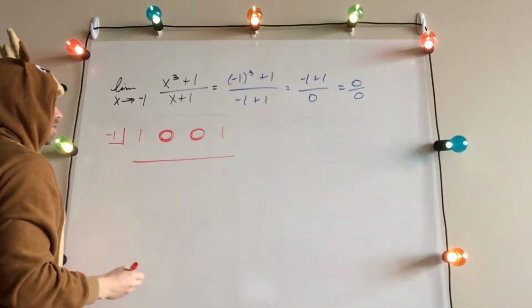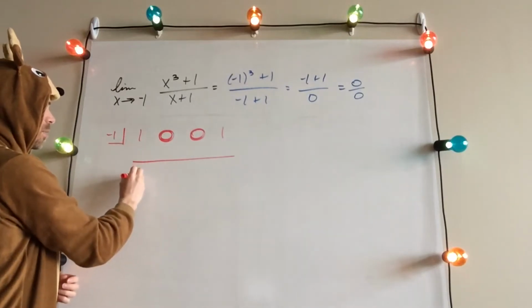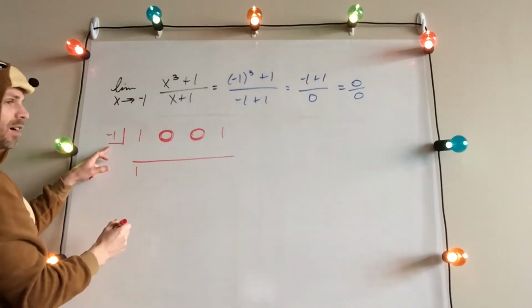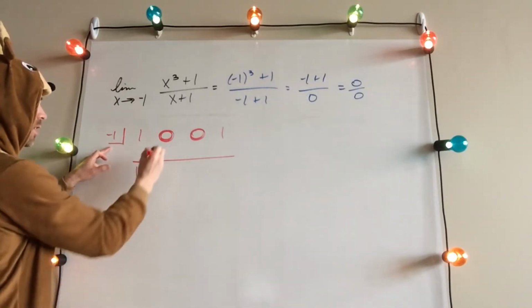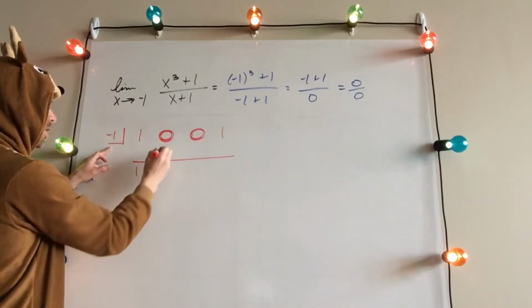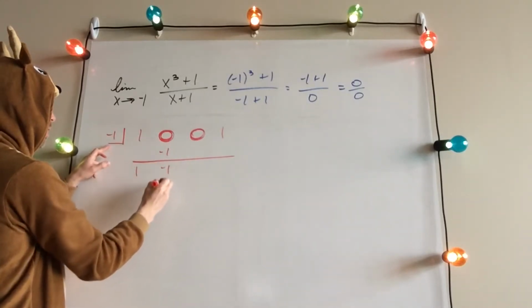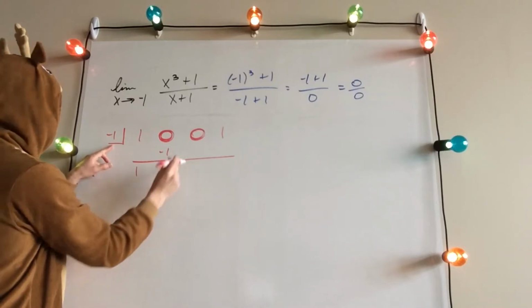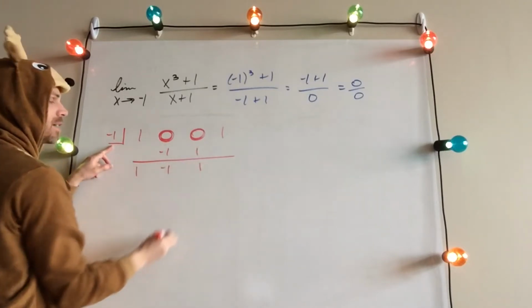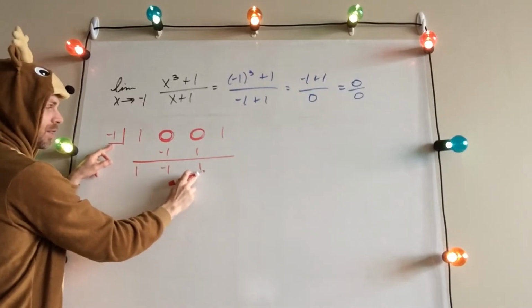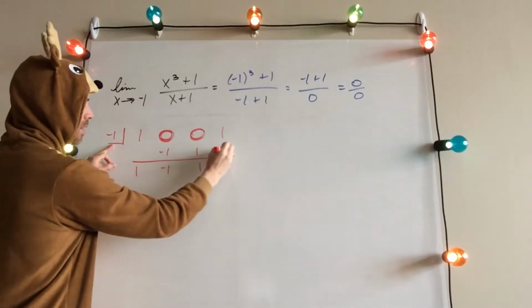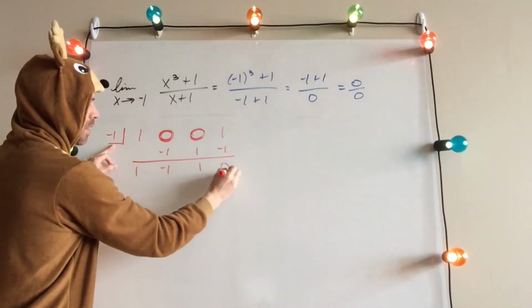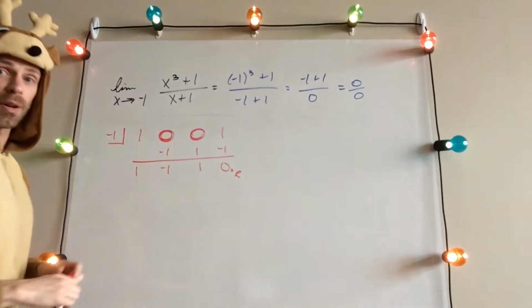For our synthetic division, we first bring down that number. We multiply by the 0 of our divisor. Negative 1 times 1, negative 1. Add down, multiply by the 0 of your divisor again. Positive 1, add down, multiply by the 0 of your divisor again. Negative 1, add down, and we get a remainder of 0.